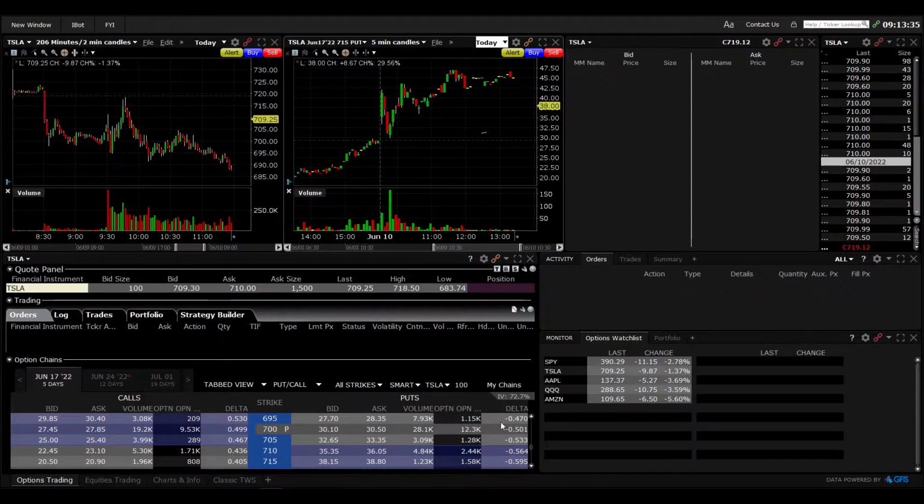So it's very simple. All you would do is take the move that Tesla made. So it went from 715 to 695. That's a 20 point move, right? So 20 bucks per share, times that by 50 cents a share, you get $10 per share.